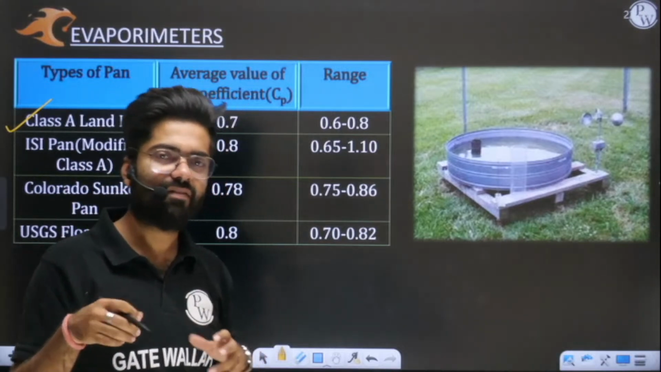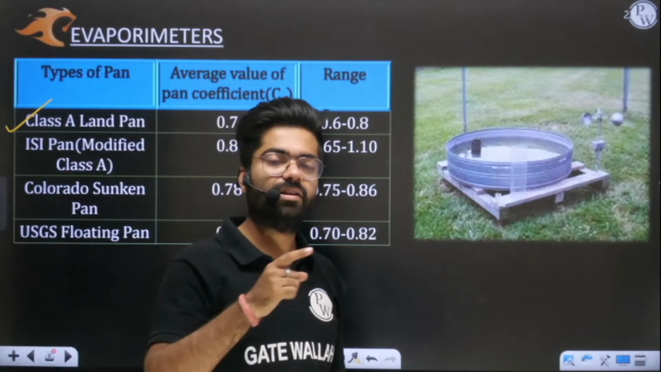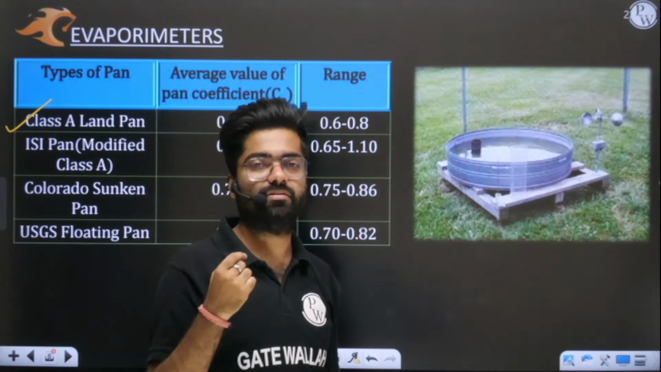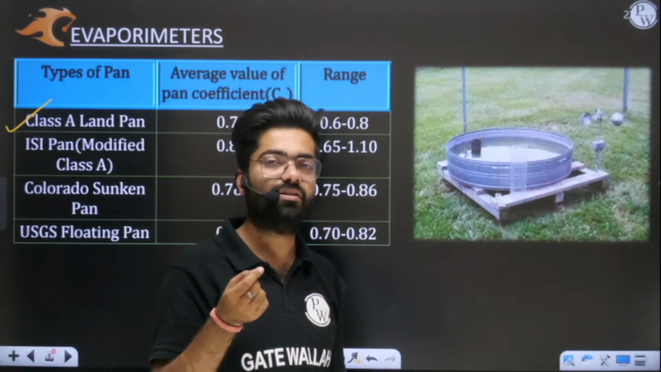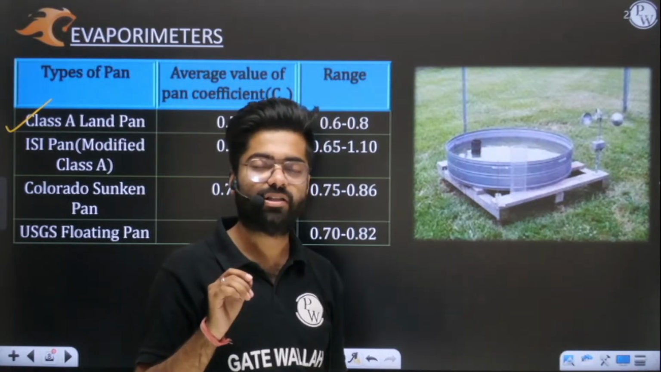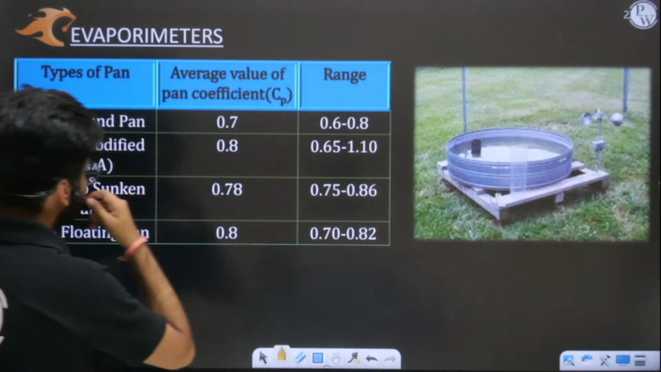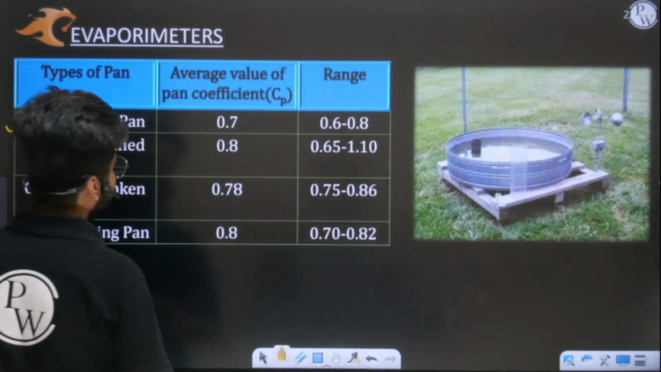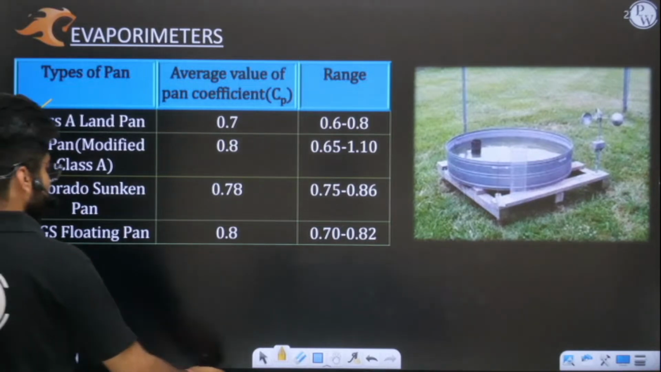I hope you know what galvanized iron is. Whenever iron is coated with zinc, so that rusting does not take place, that is known as your GI sheet. So class A pan is made out of GI sheet.